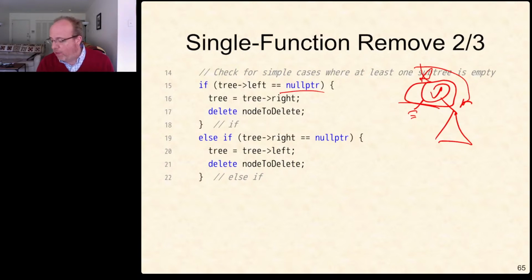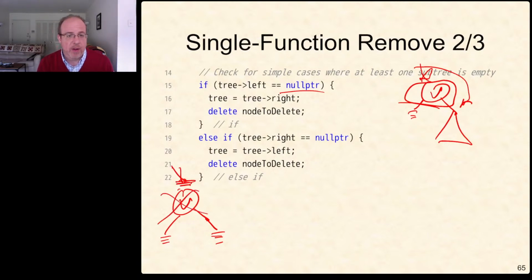And this covers the case when both of them are null as well, because if they were both null, V is the one we're getting rid of, and left is null, and right is null, well then this pointer will just be changed to null, and then we'll delete this node and everything is good. So this also covers both of them being null sort of for free.